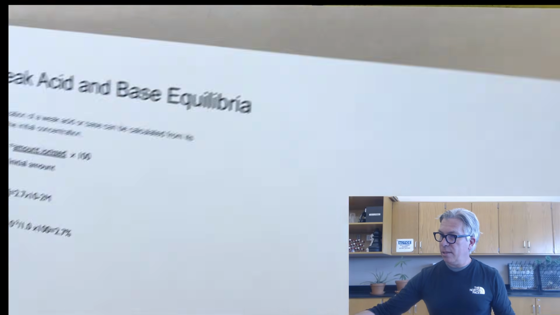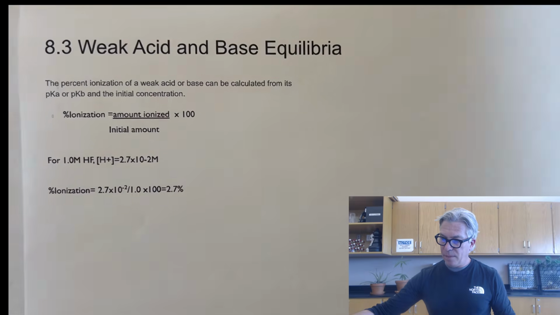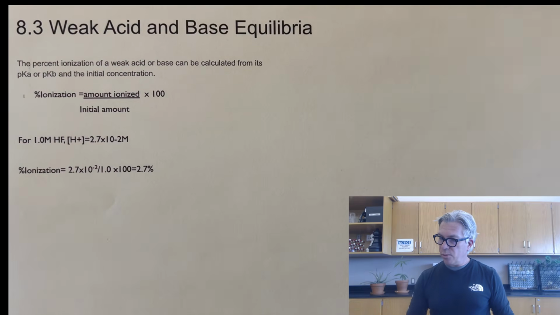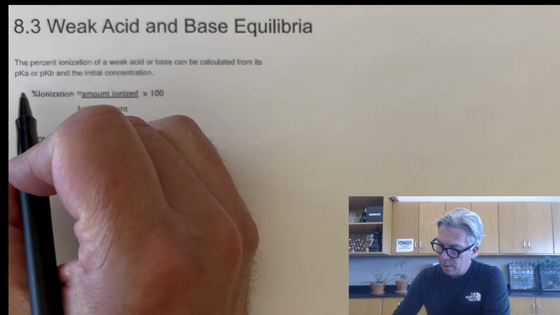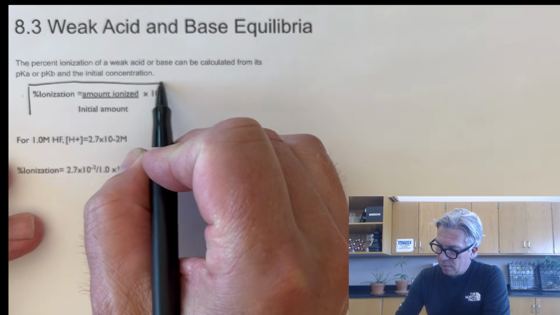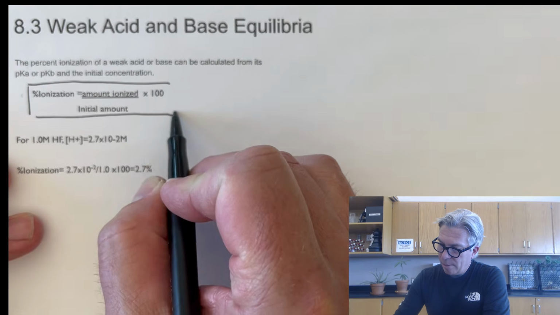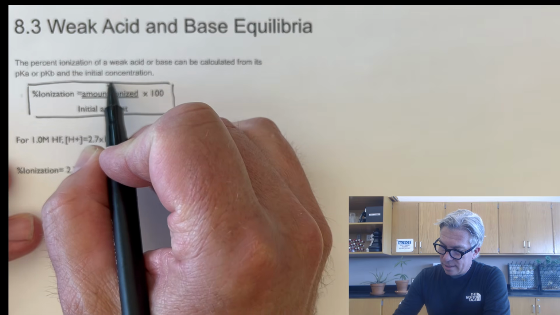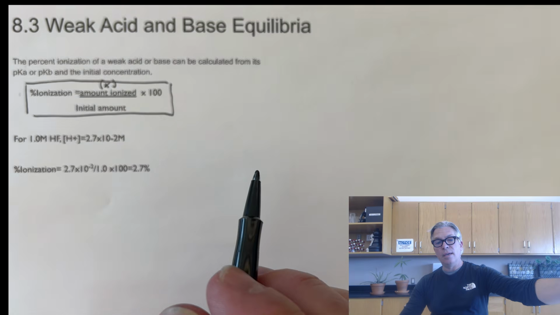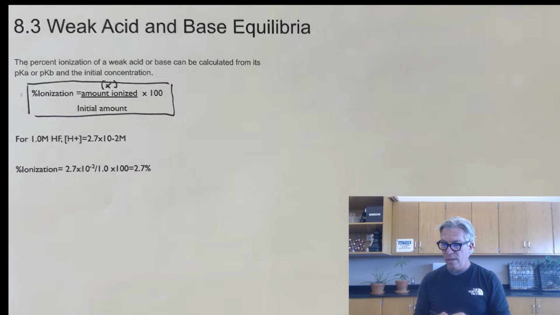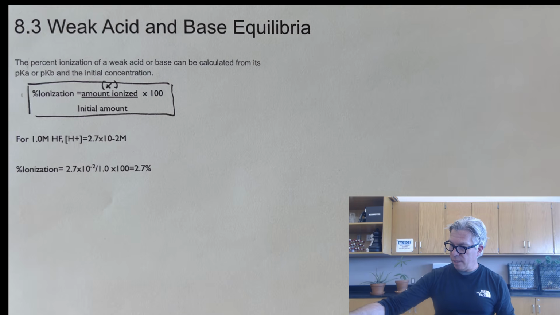All right, let's talk about percent ionization for a moment. This is also part of 8.3. The percent ionization of a weak acid or base can be calculated from its Ka or Kb and its initial concentration. And here's the formula you're going to want to remember: amount ionized over the initial amount times 100. And what do we mean by the amount ionized? That's X. When you get your X value, that's how much ionized from the original thing, divided by the original amount, and get the percent from that.